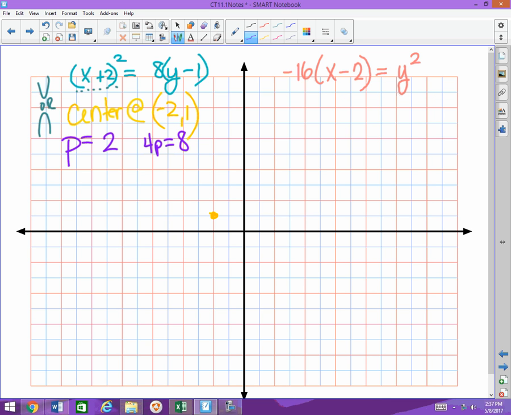And because this is a positive 2, your focus is up 2. And your directrix would be down 2. Now the equation would be y equals negative 1, and the focus point would be at negative 2, 3.